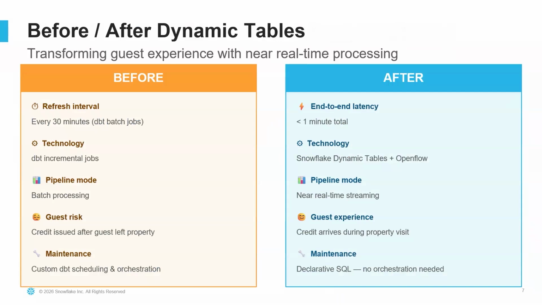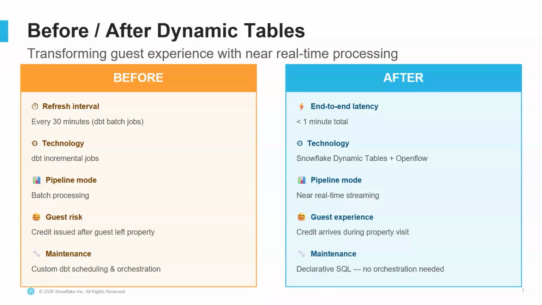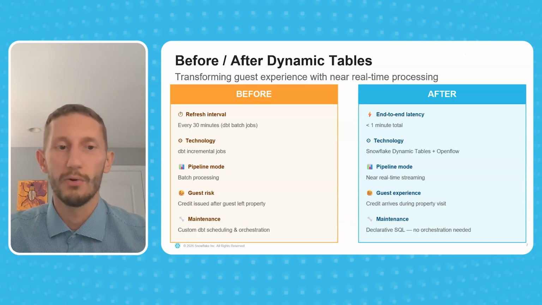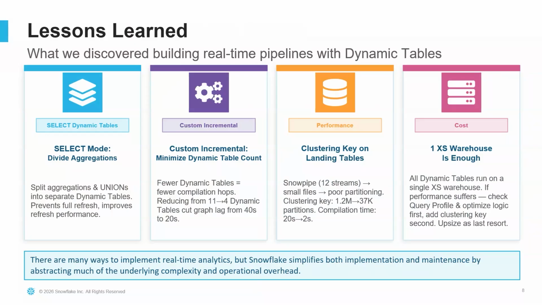As you saw, it was just 20 seconds on average between when the data hits the landing table in Snowflake and when the food credit is issued. And guest risks are mitigated. So now the guest gets the food credits under a minute when the event is triggered. And the maintenance is completely on Snowflake, and we are really happy that we switched from these orchestrated DBT schedules to Snowflake Dynamic Tables. This slide shows you what lessons we learned through this implementation of both phases.